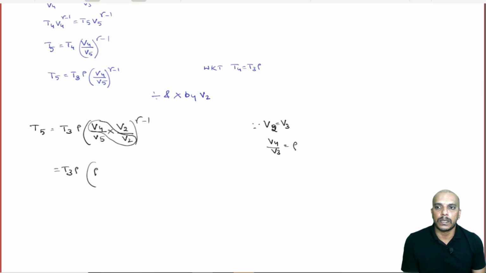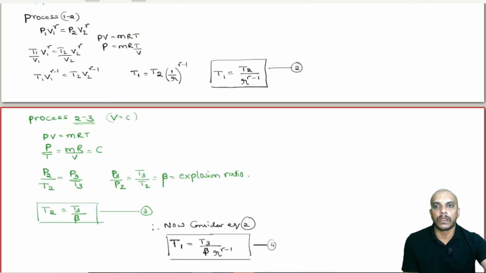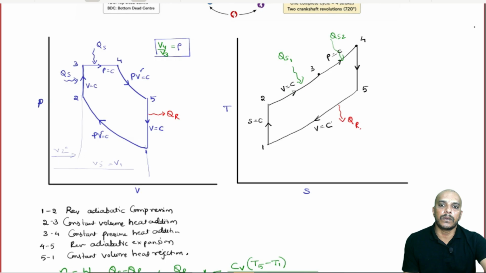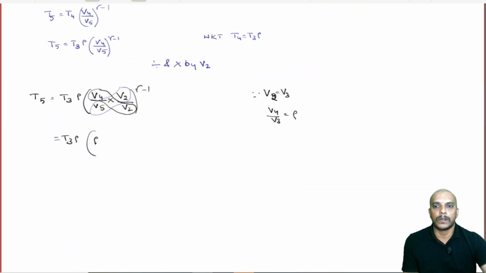Now, what about V2 by V5? Let us check what V2 by V5 is. This portion, this much. V2 is here and V5 is here. V5 is nothing but V1, so it is nothing but the reciprocal of V1 by V2, where V5 is equal to V1.